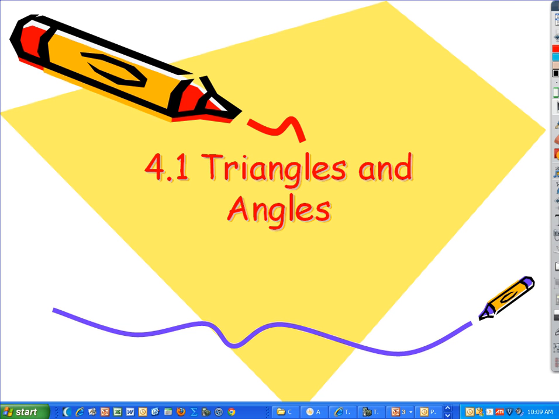Ahead and record this. The focus of chapter 4 is triangles. And so I want to go through first in section 4.1 and look at some vocabulary terms. There are a few theorems and postulates.